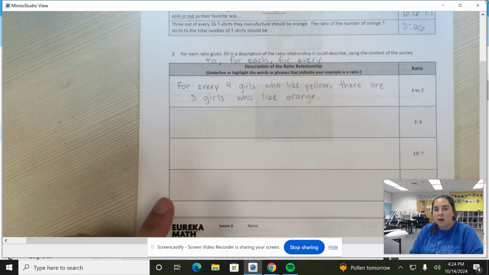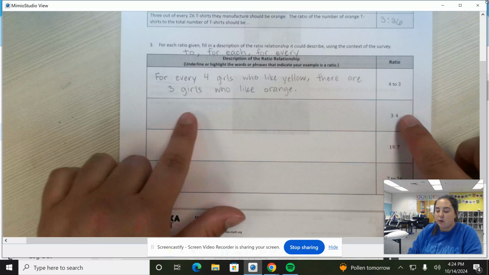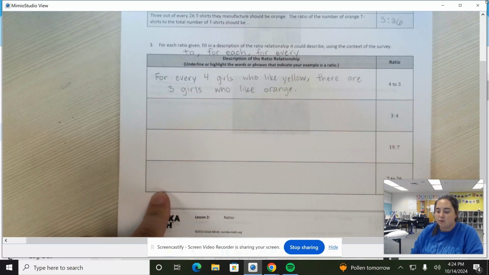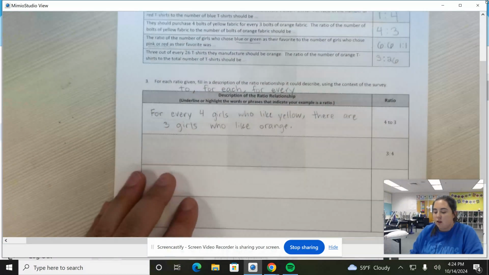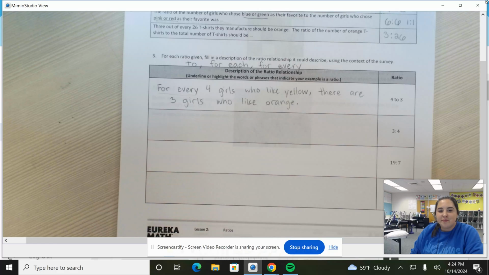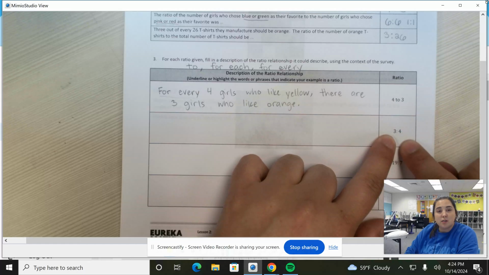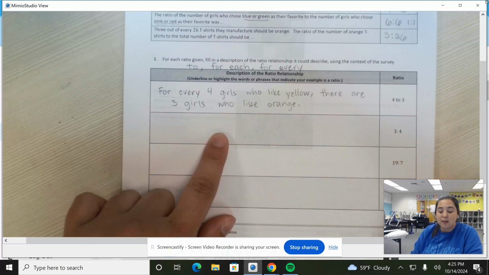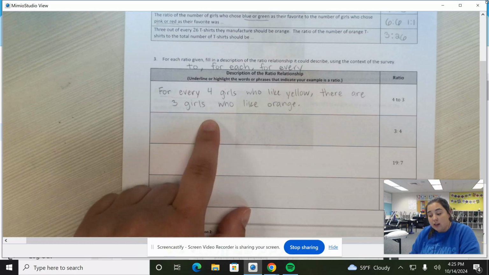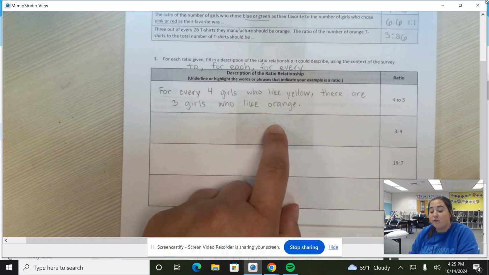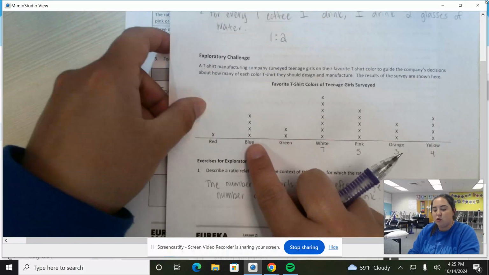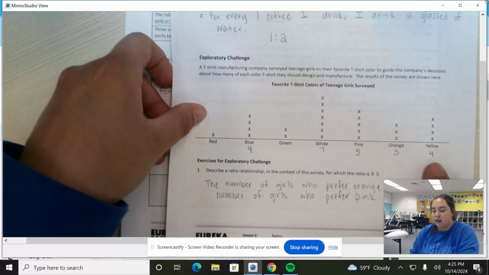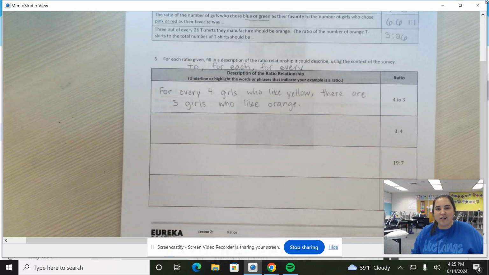So keeping this in mind, pause the video and I want you to finish these last 3. Keep in mind where the 19 and the 26 came from. They used them up here, so you could use this as a guide. All right, pause now. Okay, did you pause? So here we have the same numbers, just flip-flopped. So I would have written something like, for every 3 girls who like orange, there are 4 girls who like yellow, or something like that. I also noticed you could have used blue also for 4. I chose yellow because they were both 4.